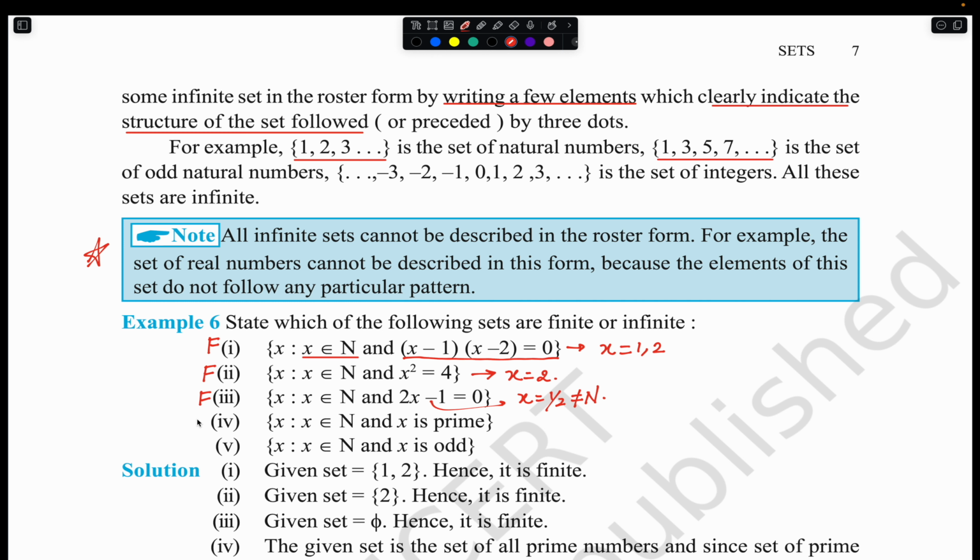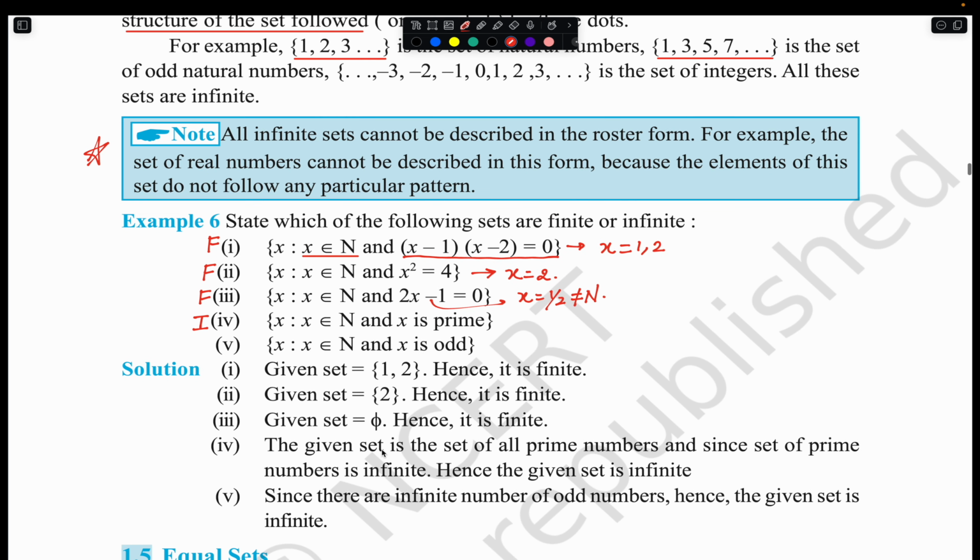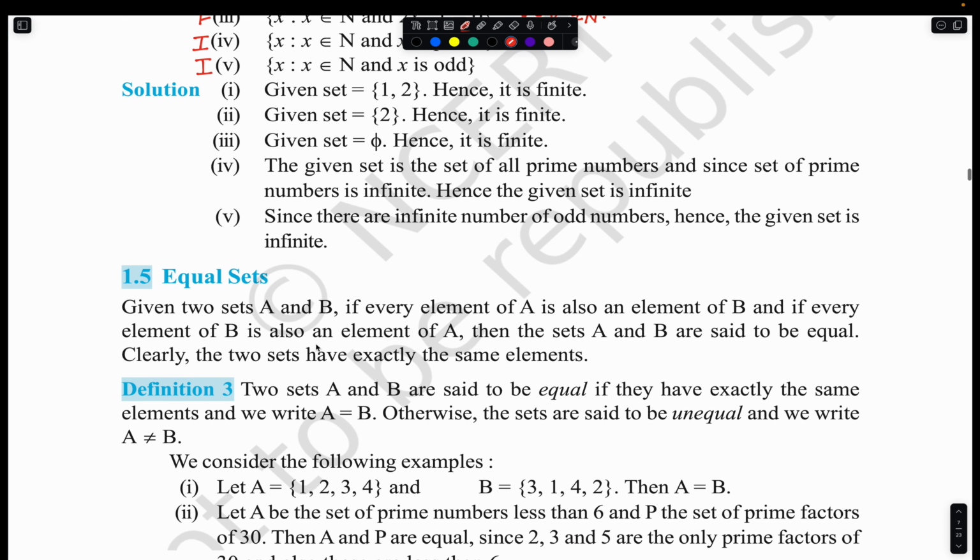So this set is going to be an infinite set because there are infinite number of elements inside it. Similarly, x is a natural number and x is odd. There are infinite number of odd numbers available to us. So this set is also going to be an infinite set because the number of elements inside it is infinite, right? Okay. Now let's talk about equal sets.